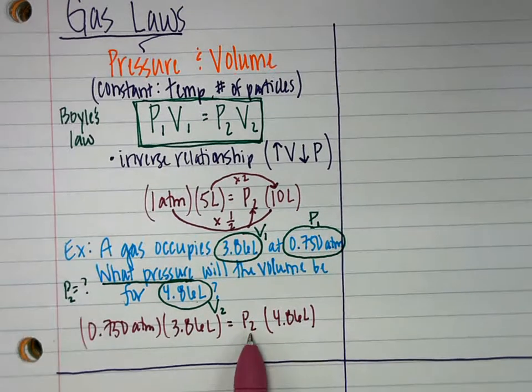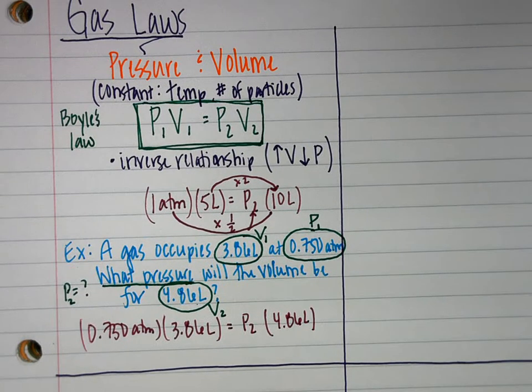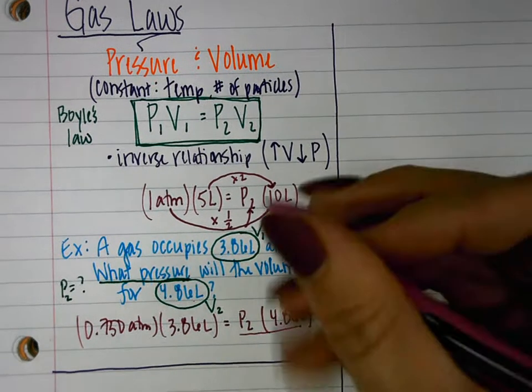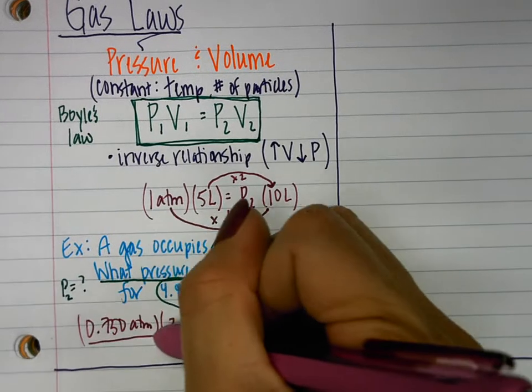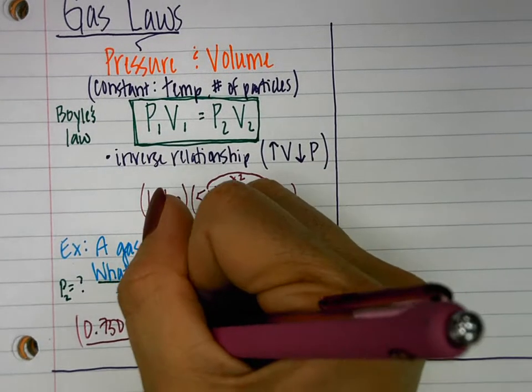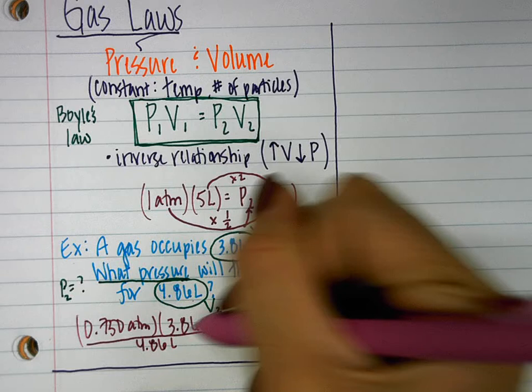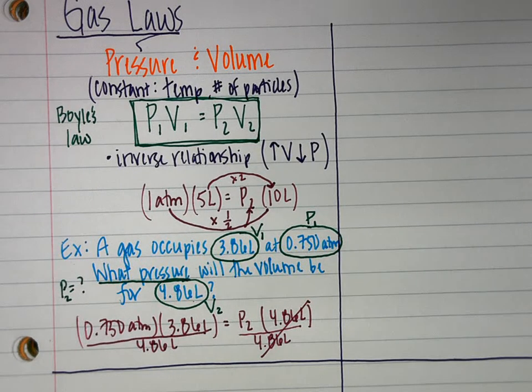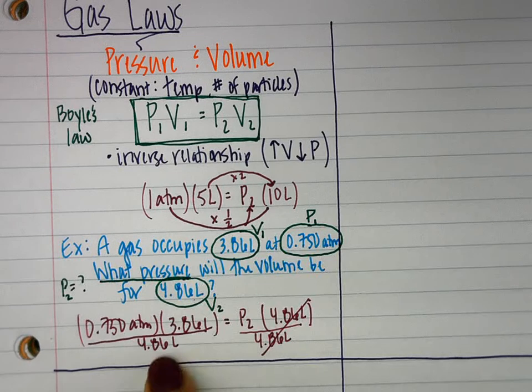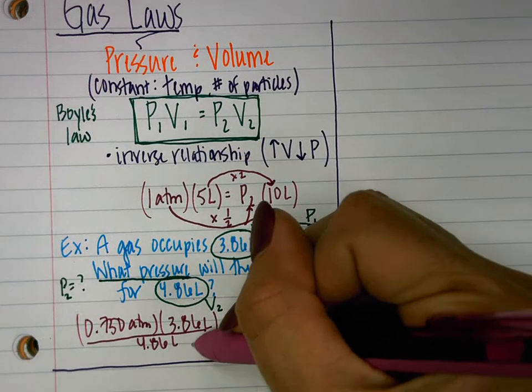Right, so this is our X, this is our unknown, what we're trying to solve for. How would I get that by itself? I would divide both sides by 4.86 liters, so then that goes away. Right, we can put that in our calculator. 7.50 times 3.86 equals, divided by 4.86, sorry.